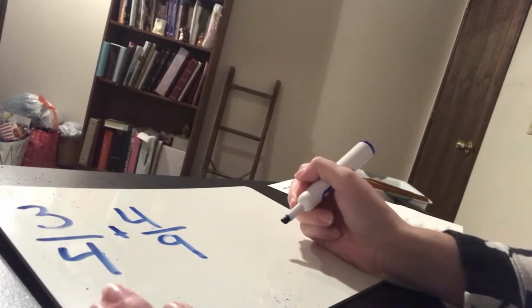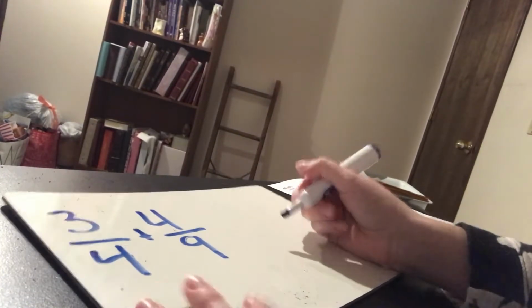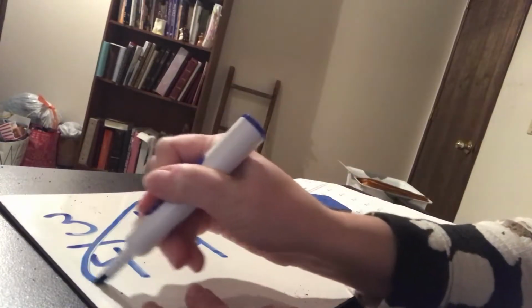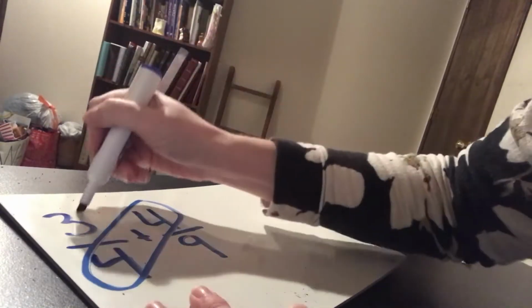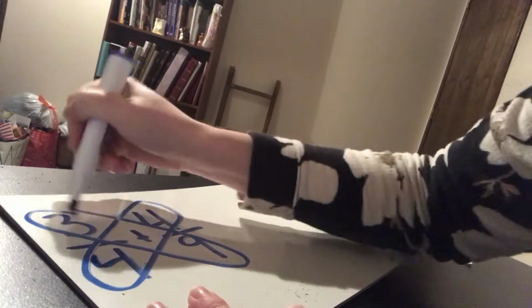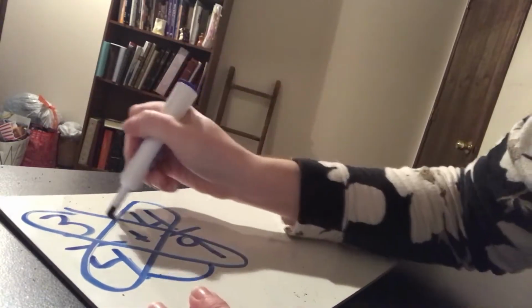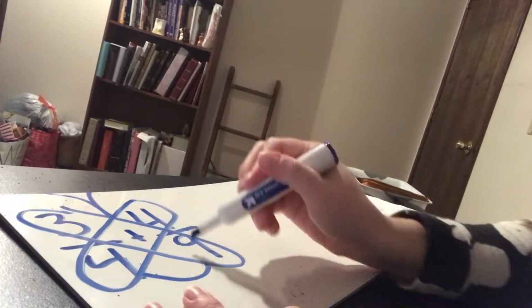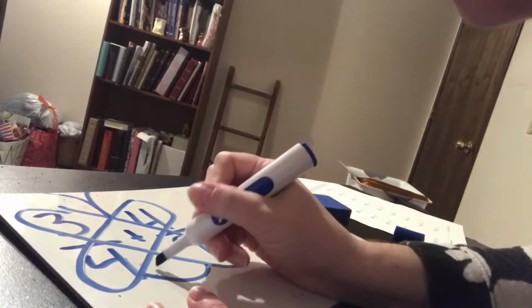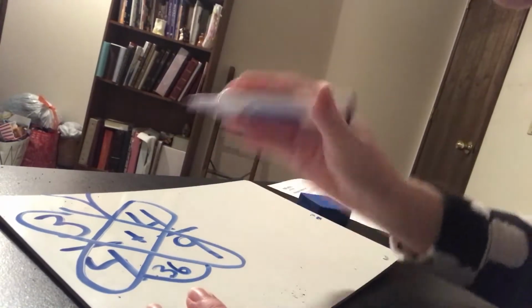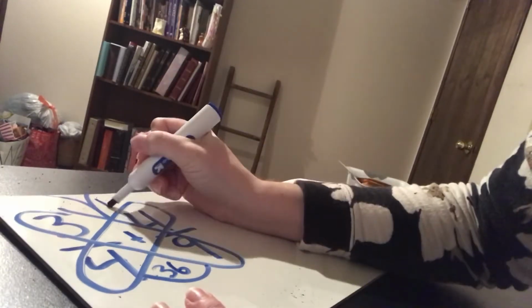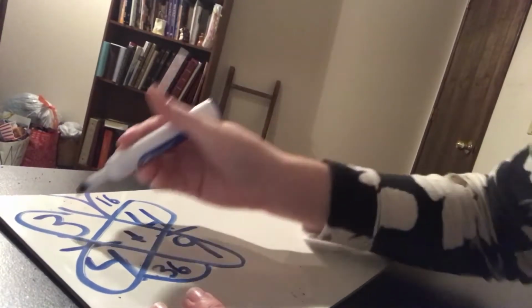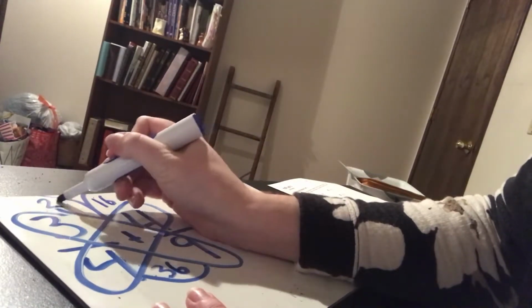Now I'm going to use the butterfly method just so you guys can see that again. So I'm making my wings, making the body, making the antennas. Okay, 4 times 9 is 36. Go ahead and put that in the body. 4 times 4 is 16. 9 times 3 is 27.